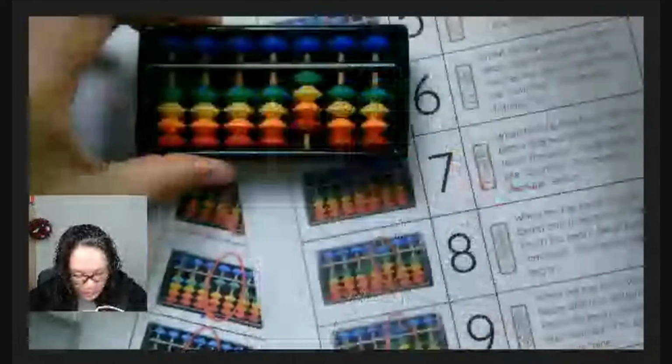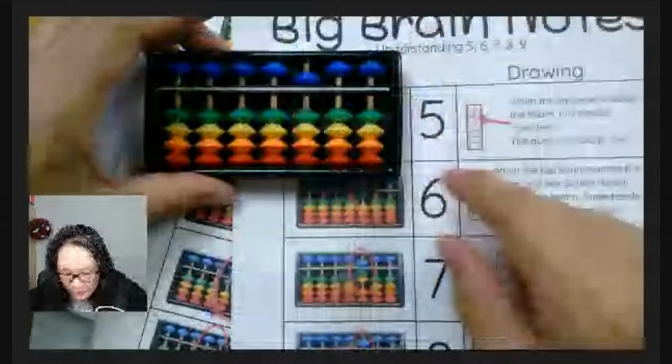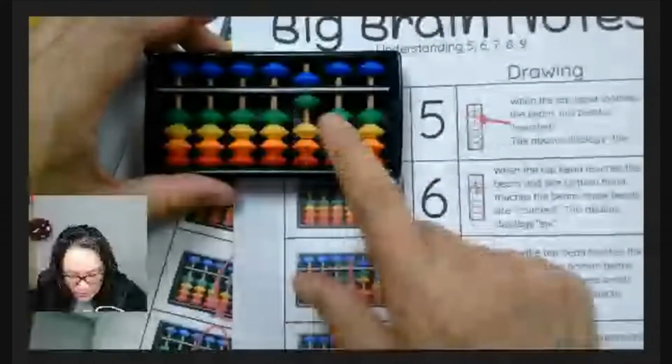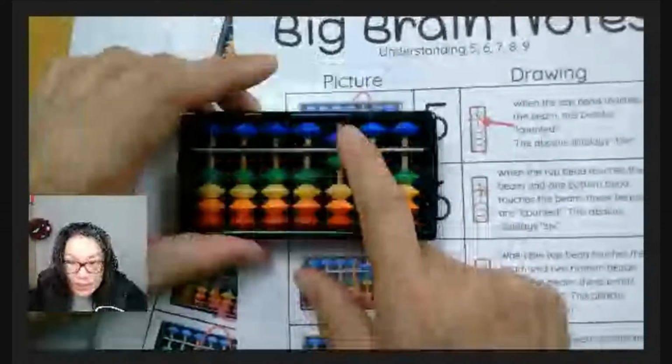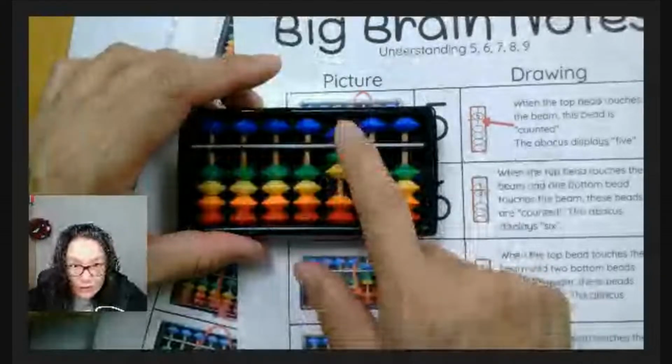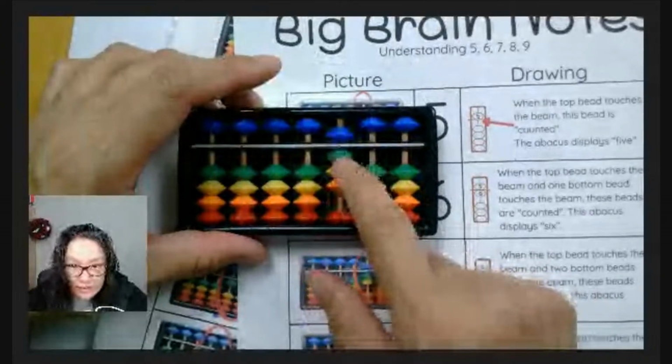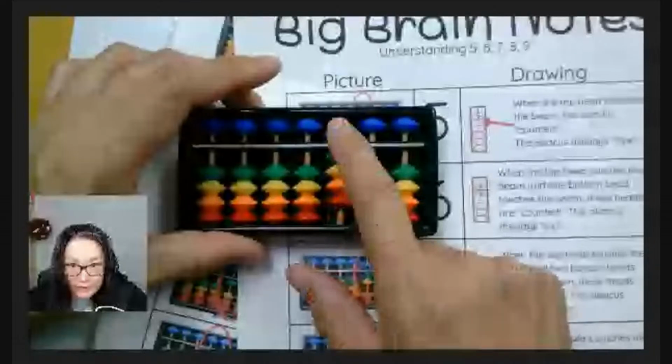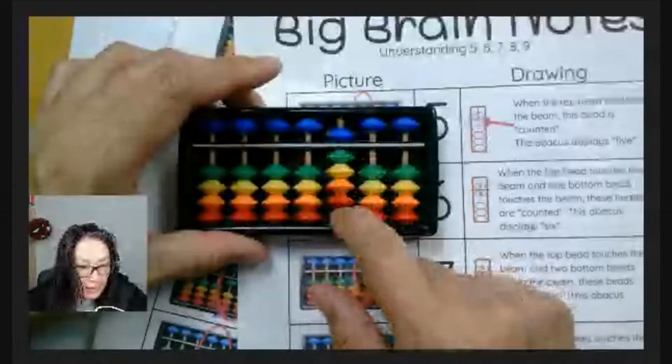After 4, we have 5. 5 will always be the top value. 5 will always be up here. And then 6. Notice we have 1 and 5. 1 and 5 is 6. And then we have 7. And then 8. And then 9. Anybody have any questions, let me know.